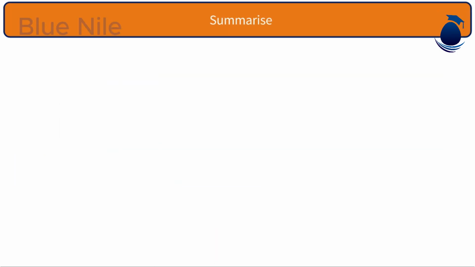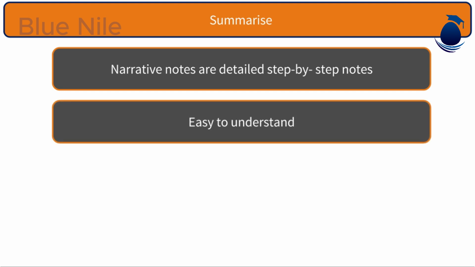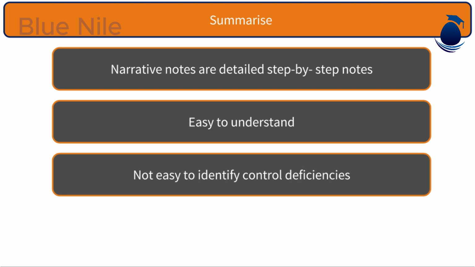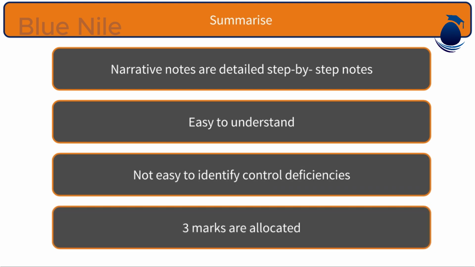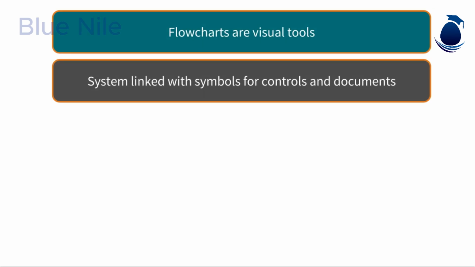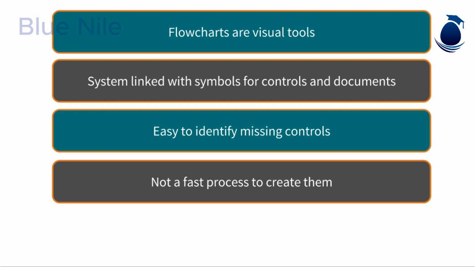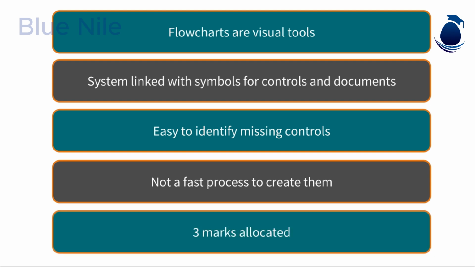And so to summarize the points and the marking allocation, narrative notes are detailed step-by-step notes of the system. An advantage is they are easy to understand, but not easy to identify control deficiencies from, and 3 marks allocated here. Flowcharts are visual tools to show the system linked with symbols for controls and documents. An advantage is they are easy to identify missing controls, but not a fast process to create them. A further 3 marks allocated here to total 6 marks.